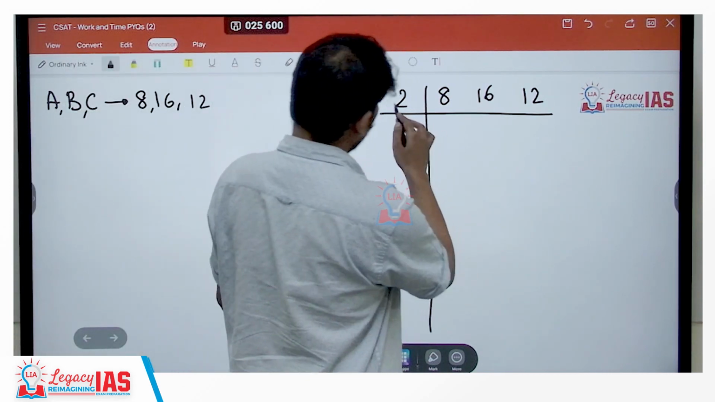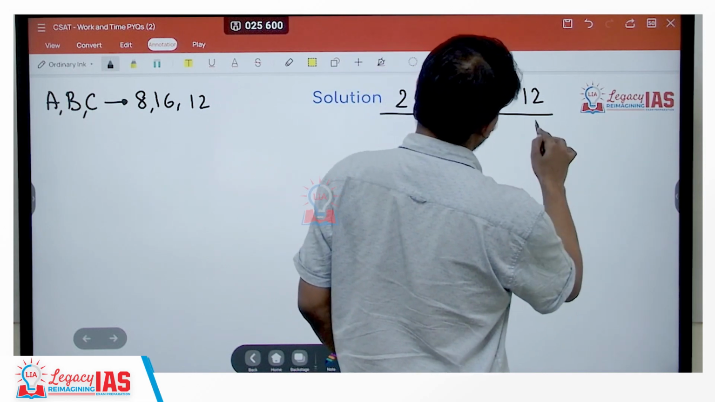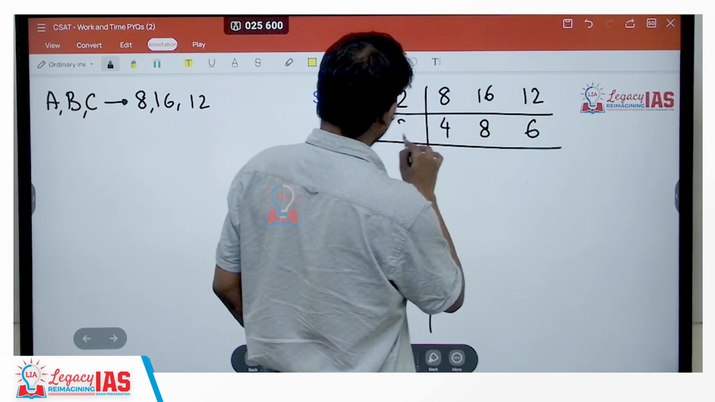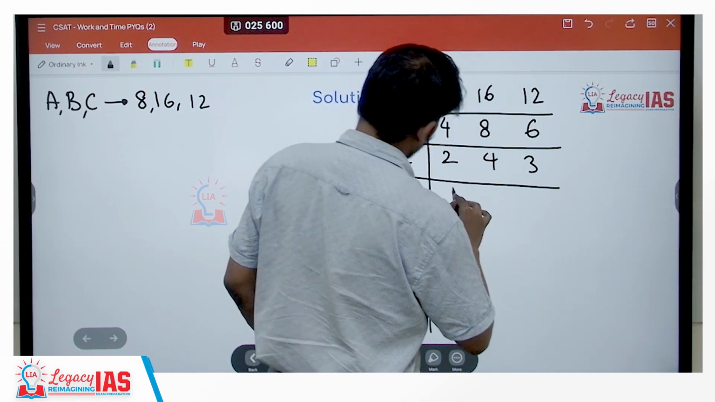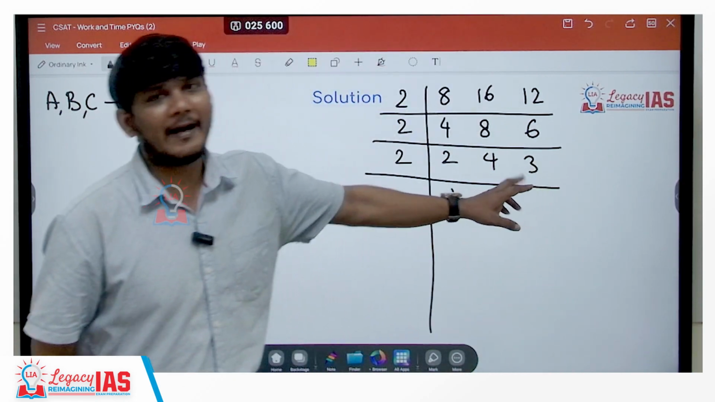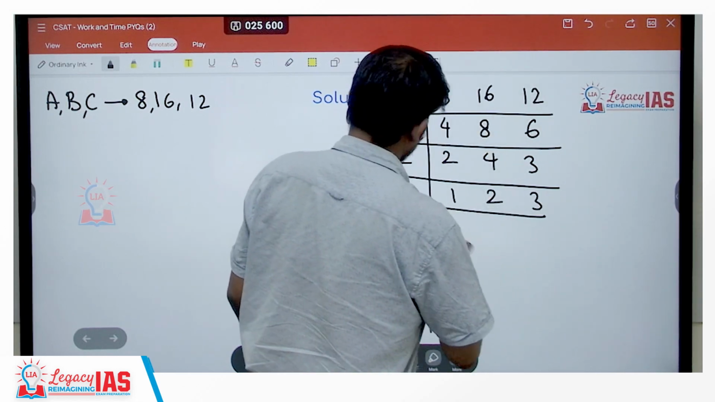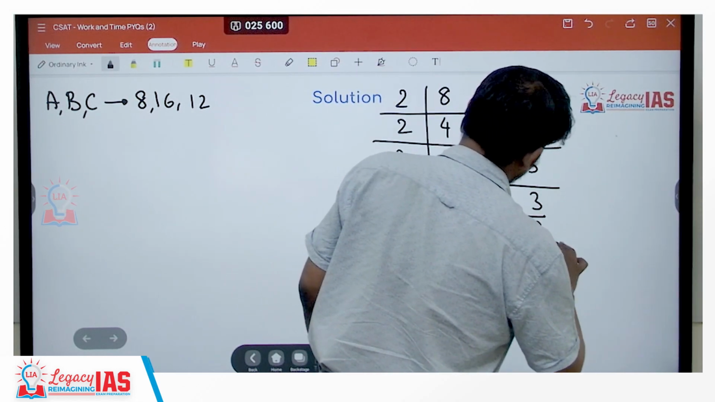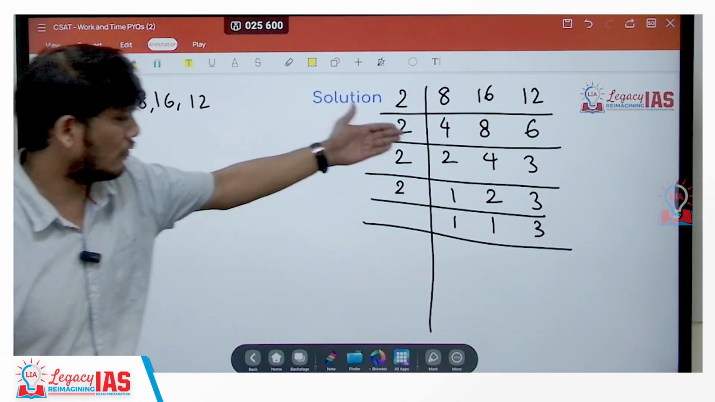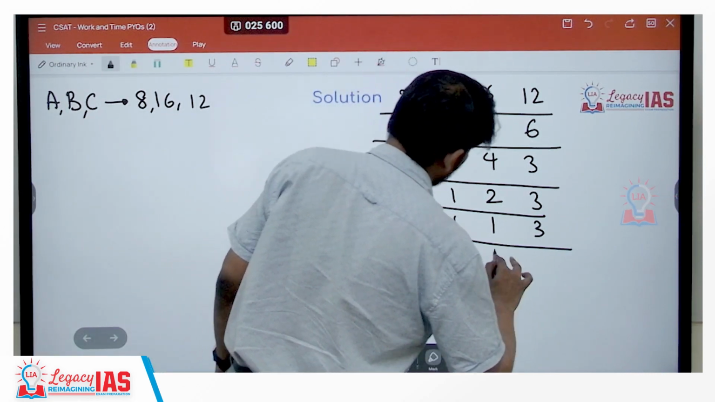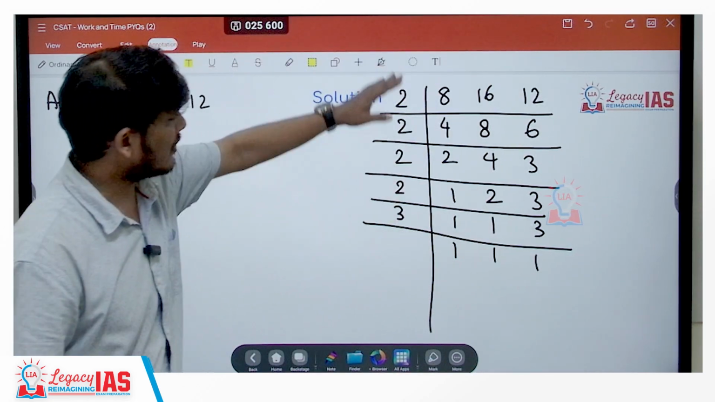Take 2. 2 goes in 8 four times, so 4 will remain, here 8 will remain, here 6 will remain. Again 2 goes in 4 two times, 8 four times, 6 three times. Again 2 goes in 2 one time, 4 two times. It does not factorize 3, so 3 remains as it is. Then again 2: here it's not required, here it goes 1 time, here again it does not go, so it remains 3. Now 1, 1, 3, so we need to factorize only 3, so let's do it by 3. 3 goes into 3 one time, so this is done. This is the complete factorization.